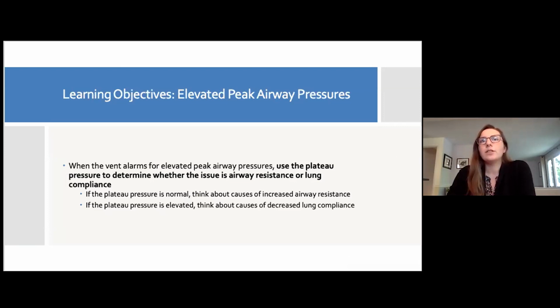So our learning objective from this question about elevated peak airway pressures. When the vent alarms with an elevated peak airway pressure, use the plateau pressure to determine whether the issue is airway resistance or lung compliance. If the plateau pressure is normal, think about causes of increased airway resistance. And if the plateau pressure is elevated, think about causes of decreased lung compliance.